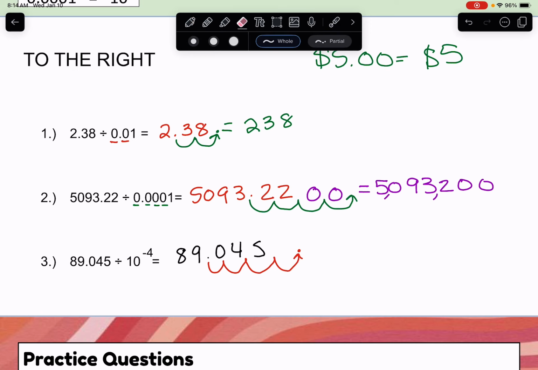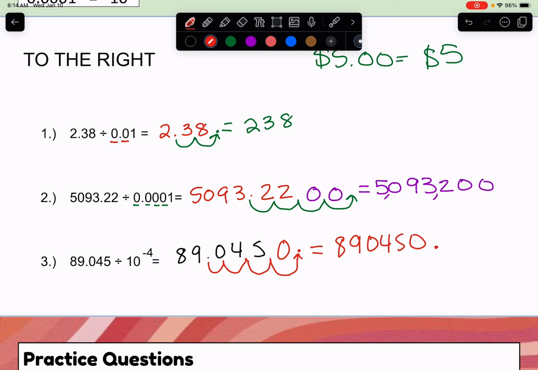Okay, we have a space right here. There we go. We're going to fill that in. And our new answer is going to be this. We have our decimal right here, but we don't need it. So our number is 890,450.